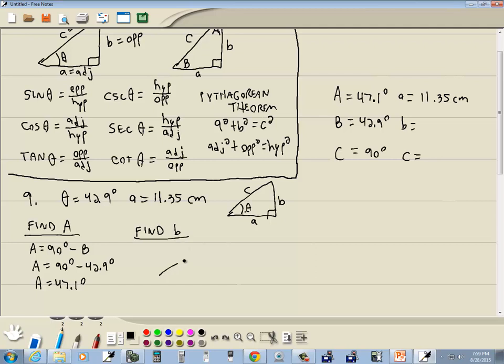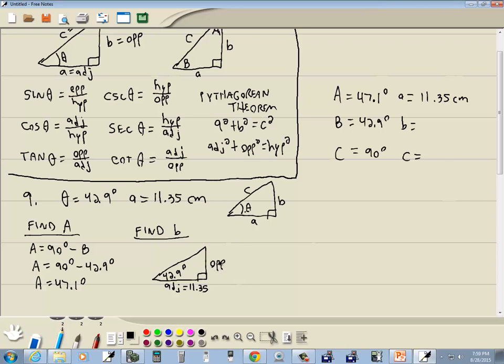Now let's draw the picture, see what they give us. They give us theta, which is right here, which is 42.9 degrees. They're giving us A, which is this bottom side, which is our adjacent to that angle. So adjacent is 11.35. And we're trying to find B, which is this side opposite of this angle. So this will be opposite.